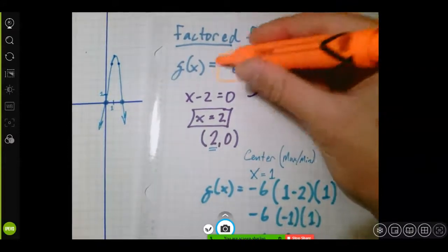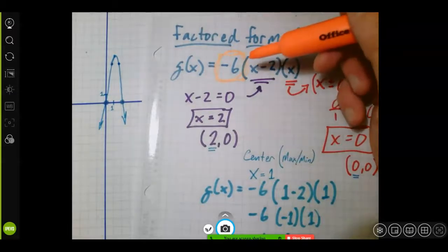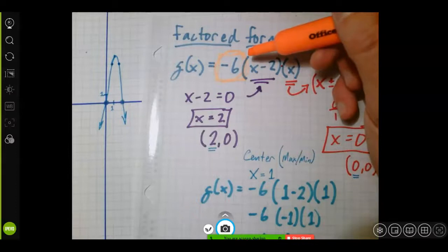When this leading coefficient is greater than the absolute value of 1.